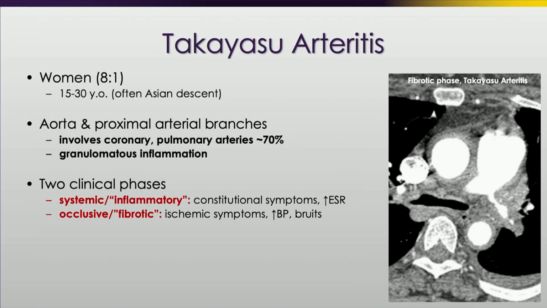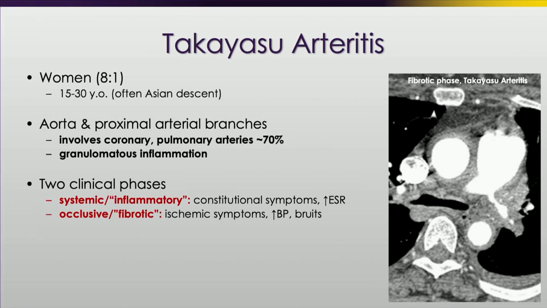Takayasu arteritis is largely a large vessel vasculitis of younger women. The aorta, as well as its proximal arterial elastic branches, are typically involved. Please don't forget that Takayasu arteritis may also include the coronaries and the pulmonary arteries in up to 70%. This is a granulomatous vasculitis with two classic clinical phases.